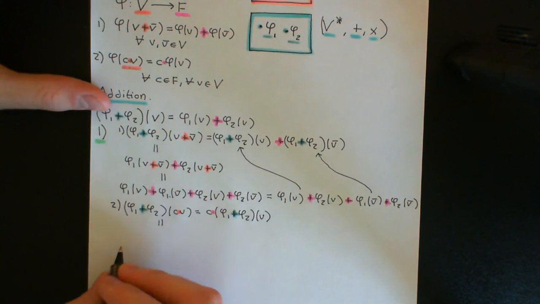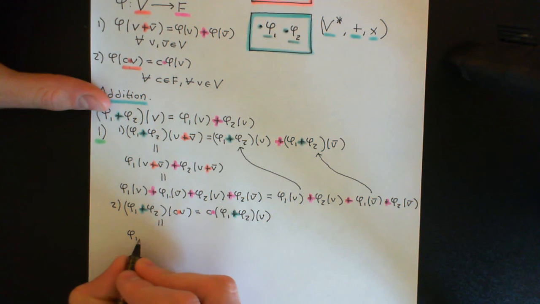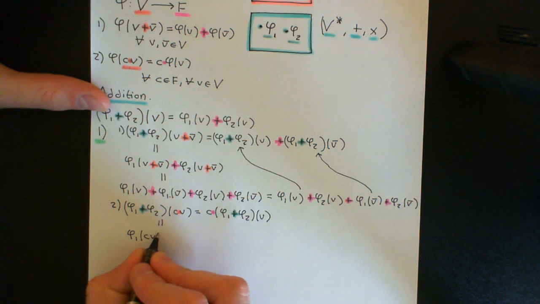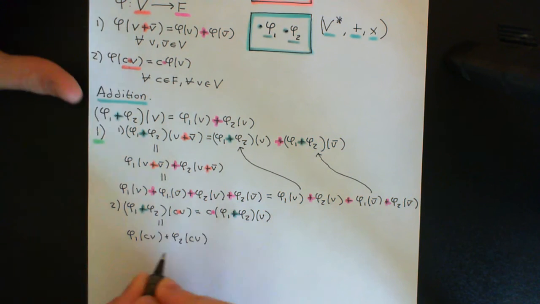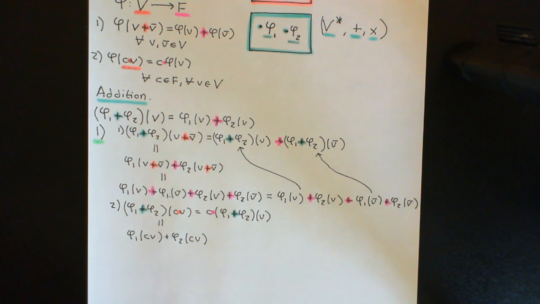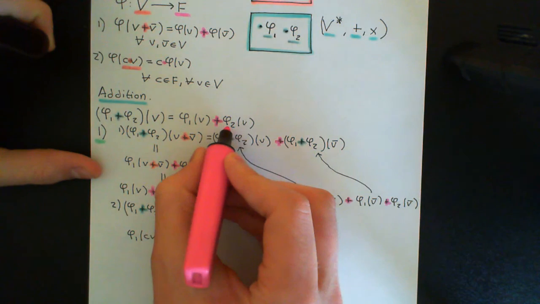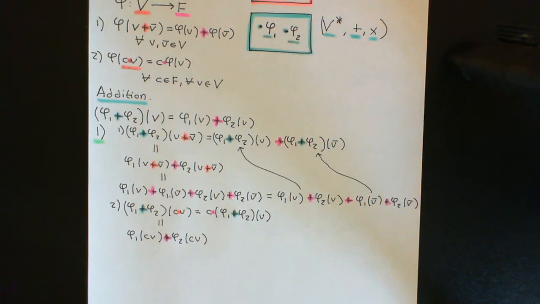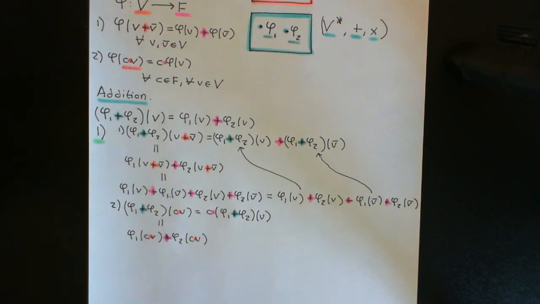Okay, so let's do this a little bit quicker. So what we can now do is apply this definition here and we'll get that this is phi1 of c times v plus phi2 of c times v, adding in some colour there. This addition here will now be addition in the field. We're just applying this definition here. And of course our multiplication inside the brackets will still just be scalar multiplication in the vector space. So we'll put red there.